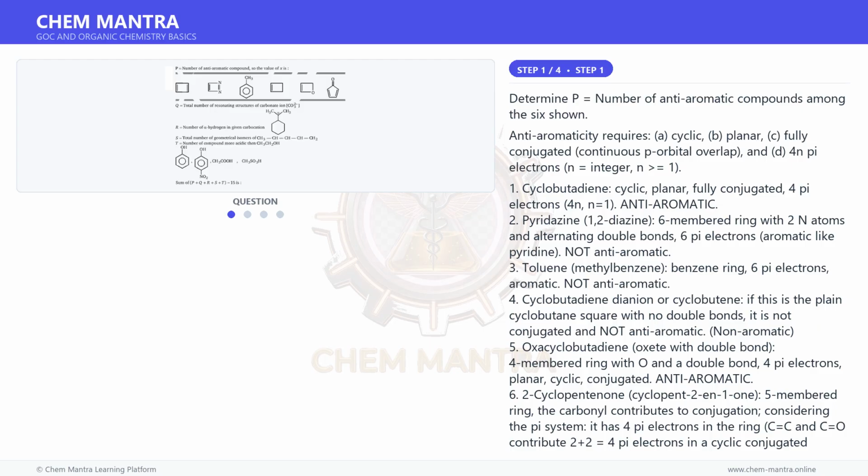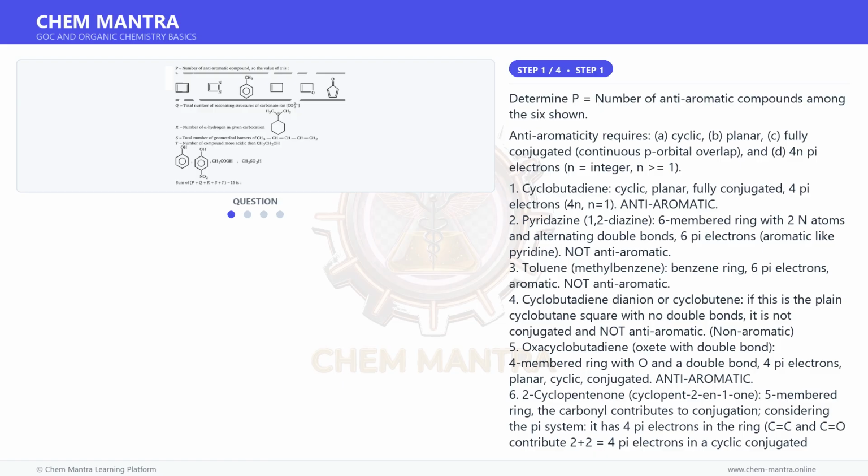Determine P, the number of anti-aromatic compounds among the 6 shown. Anti-aromaticity requires: A, cyclic; B, planar; C, fully conjugated with continuous p orbital overlap; and D, 4n pi electrons, where n is an integer. 1. Cyclobutadiene: cyclic, planar, fully conjugated, 4 pi electrons, so 4n with n equal to 1.